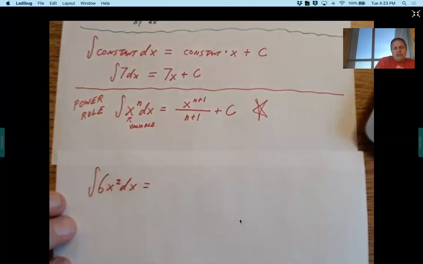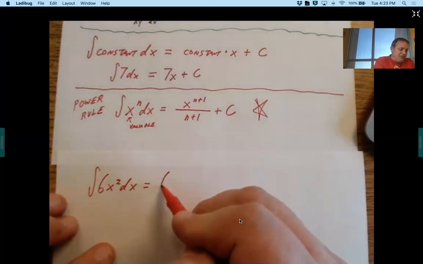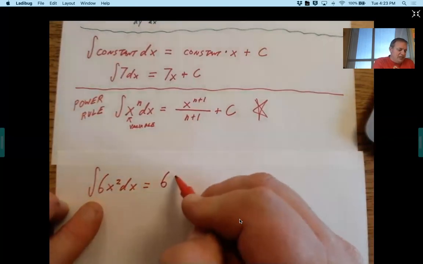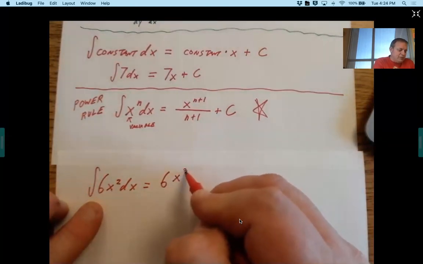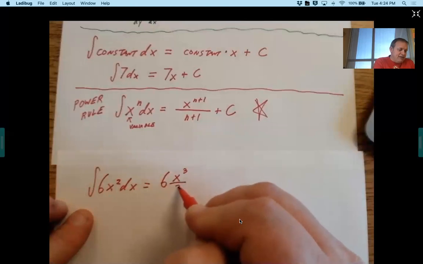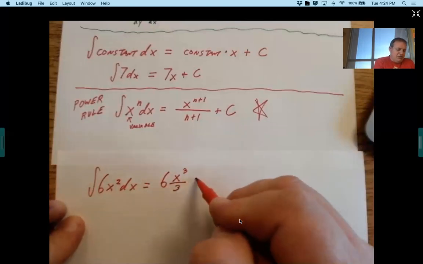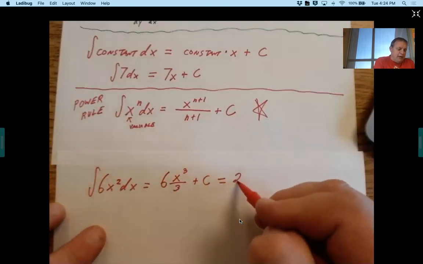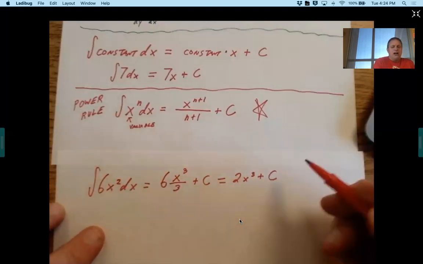Okay, so here's what we've got. The integral of 6x squared. So here's what you do. I'd keep the 6. And the rule says add 1 to the exponent of x, which makes it 3, and divide by the new exponent, plus some constant c. Now 3 goes into 6 2 times, so this is what I end up with: 2x cubed plus c.